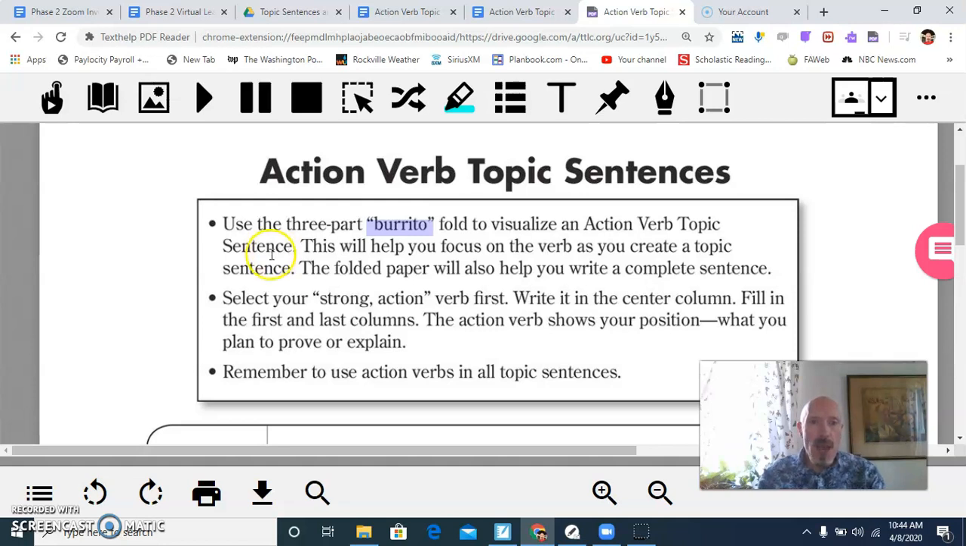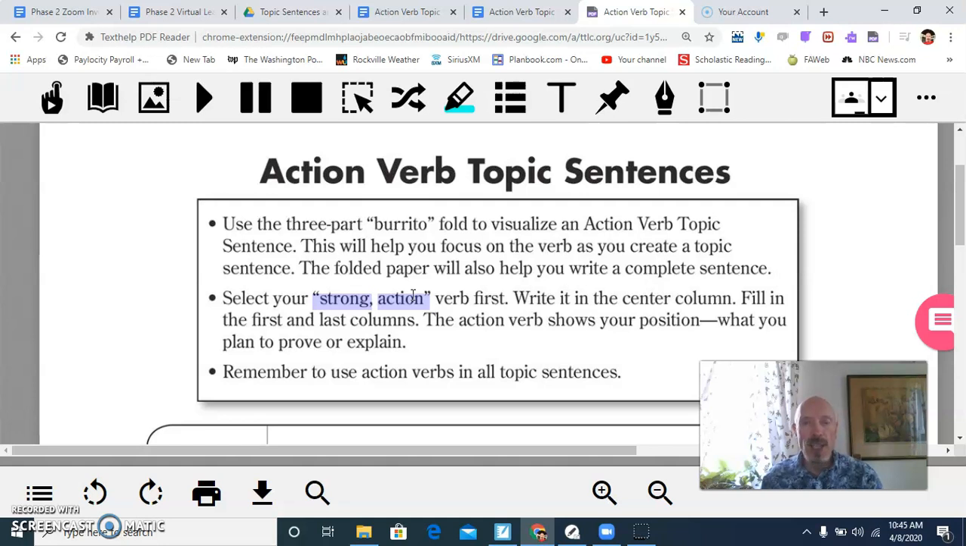All right. Now, the thing is, they want you to select a strong action verb. This means these words usually do not have helping verbs. So you wouldn't use has or have. You wouldn't use is, was, or am. You would just use the action word, and they usually don't end in ing, so it's not a progressive tense. It's just a very strong action.